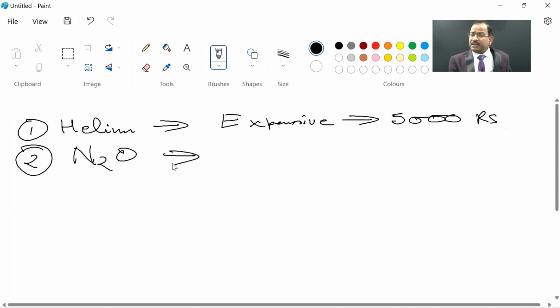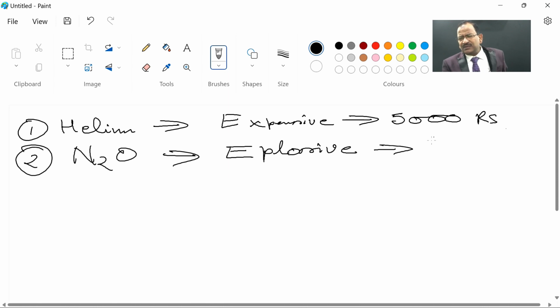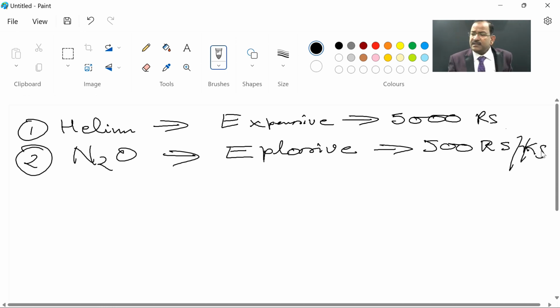But one of the biggest drawbacks is that it is explosive. The cost is not much, I think 500 rupees per kg. So, it is not very expensive, but it is combustible, meaning it itself catches fire. So, you are not allowed to use cautery. If you use any spark, boom.